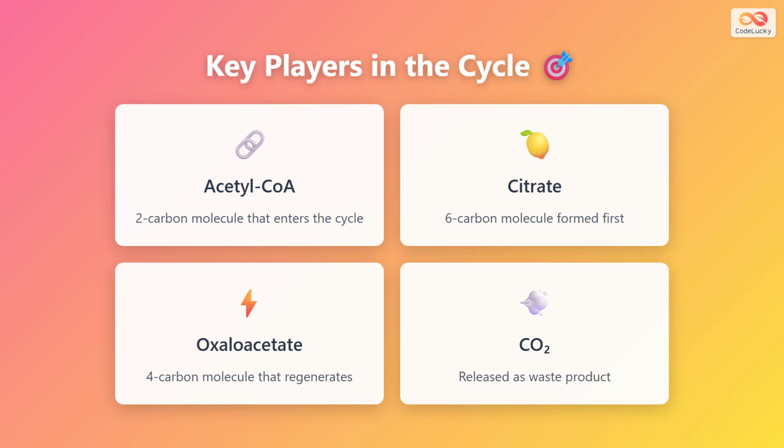Before we dive into the steps, let's meet the key players. First is Acetyl-CoA, a 2-carbon molecule that enters the cycle. Next is Citrate, a 6-carbon molecule that forms when Acetyl-CoA joins the cycle. Then we have Oxaloacetate, a 4-carbon molecule that regenerates at the end to keep the cycle going. Finally, carbon dioxide is released as a waste product that we eventually exhale. These molecules work together in a perfectly coordinated dance.